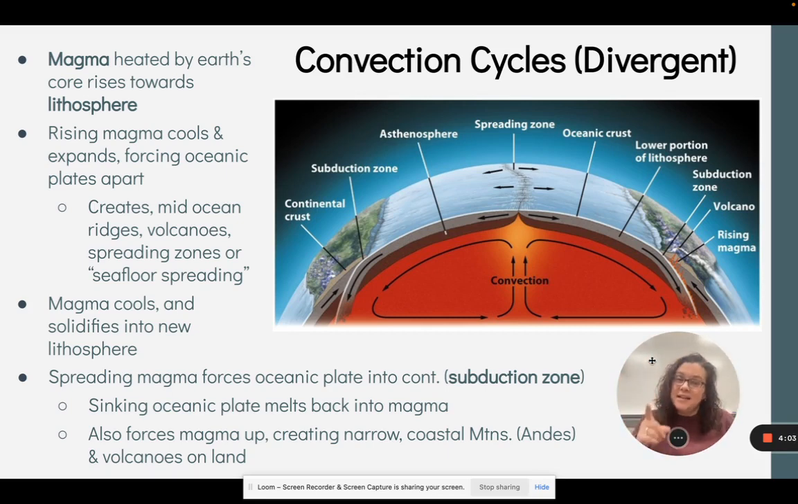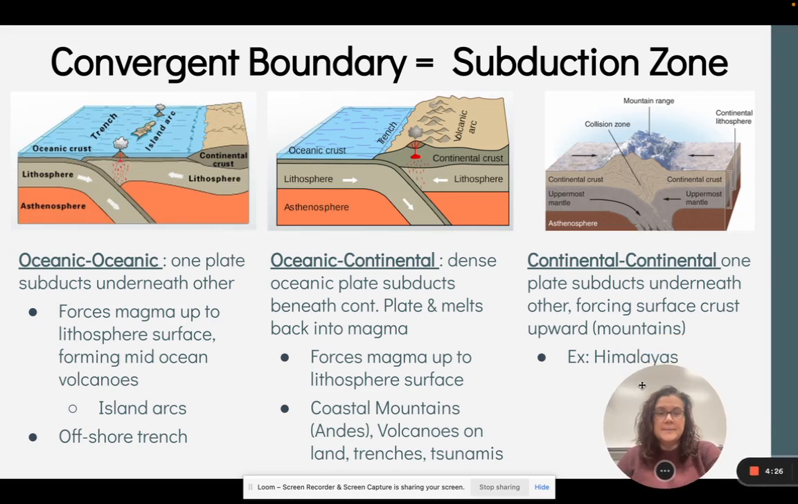As it sinks back down, we are going to see a subduction zone, where it's sinking below another plate. A lot of times, and I'll talk about this in the next couple of slides, we see magma being forced up, and we can sometimes see coastal mountains and volcanoes because of this, but it's all fueled by that convection current happening below the lithosphere, or towards the lithosphere. All right.